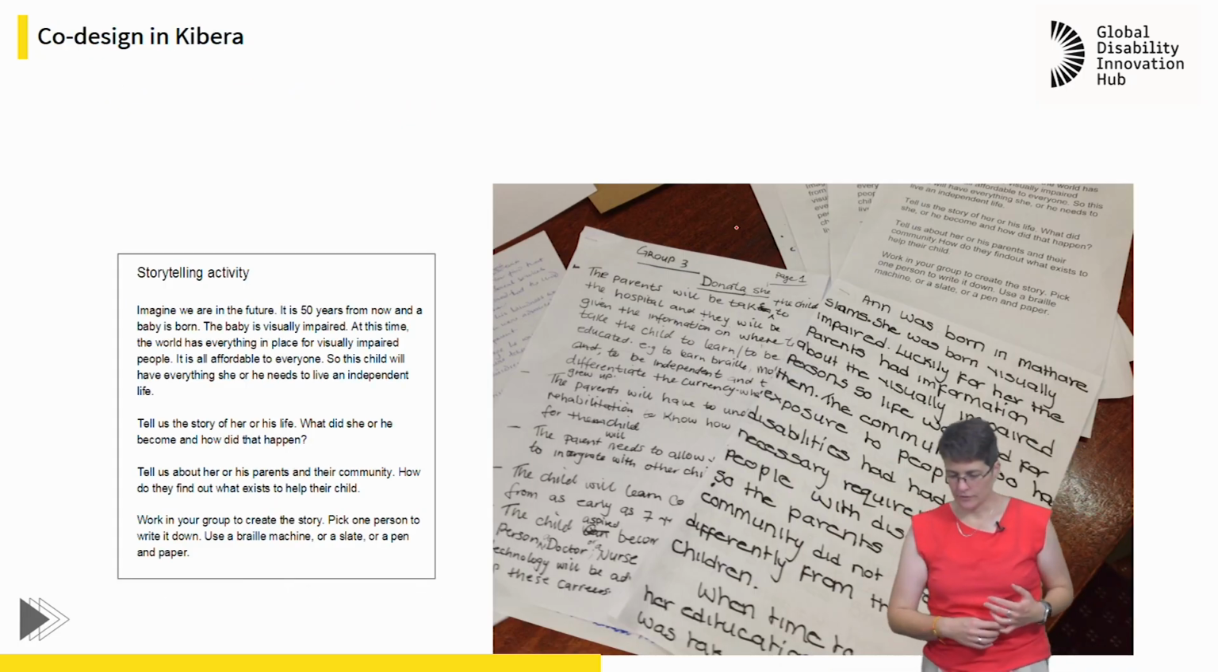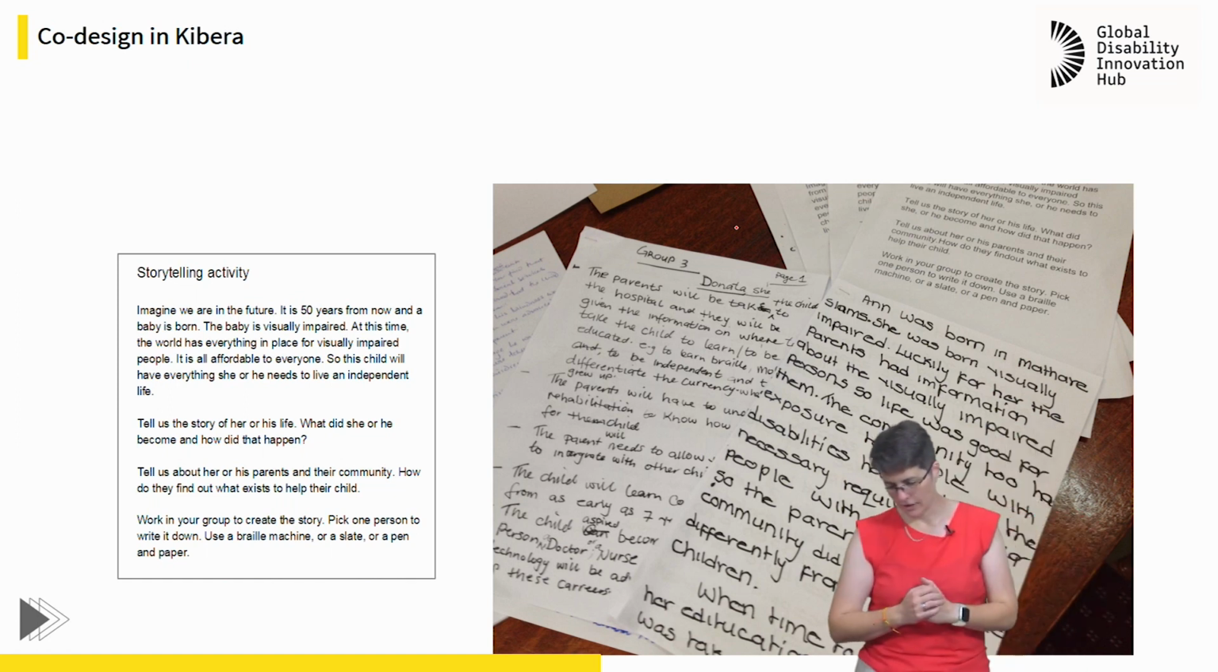So in the storytelling activity, here's the example. I think I can read this. Anne was born in Mathare slums. She was born visually impaired. Luckily for her, her parents had information about visually impaired persons, so life was good for them.